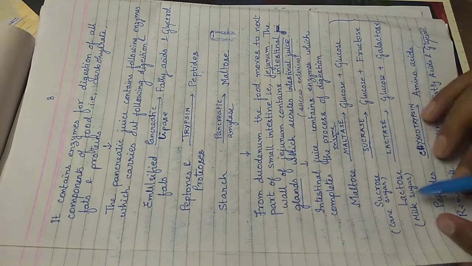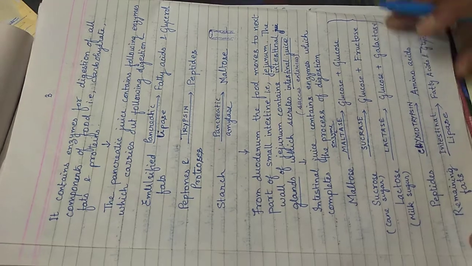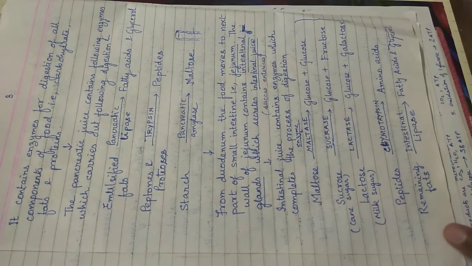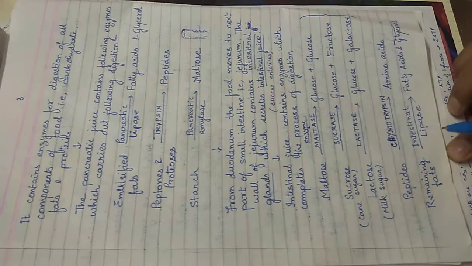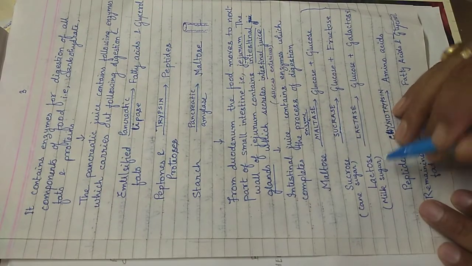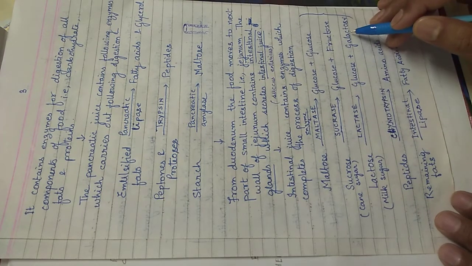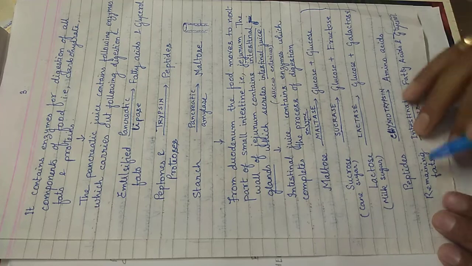Sucrase is the enzyme. And suppose we have milk. Milk contains a sugar, and that milk sugar is called lactose. That is also a double sugar. It will be converted by lactase into one molecule of glucose and one molecule of galactose.